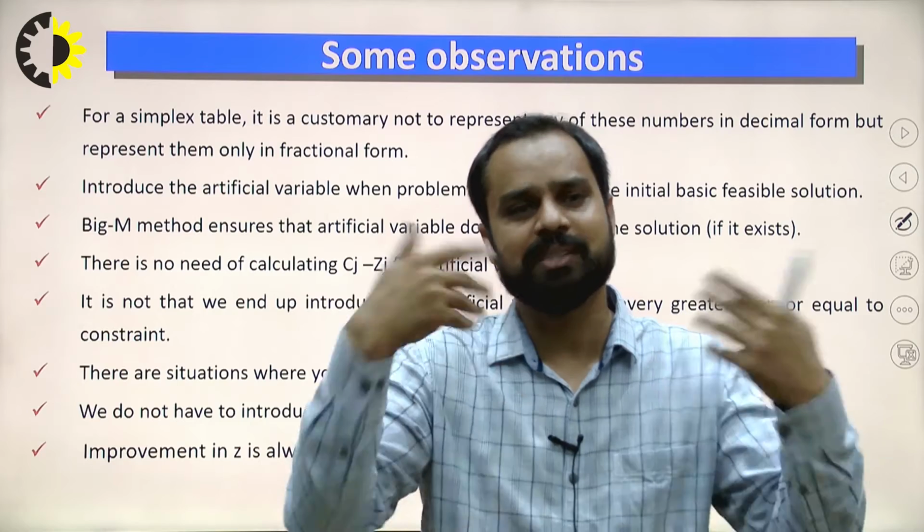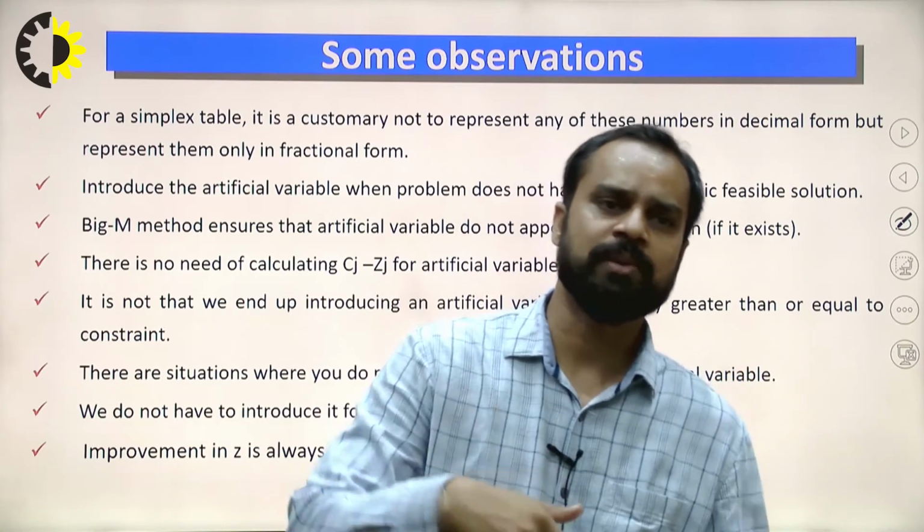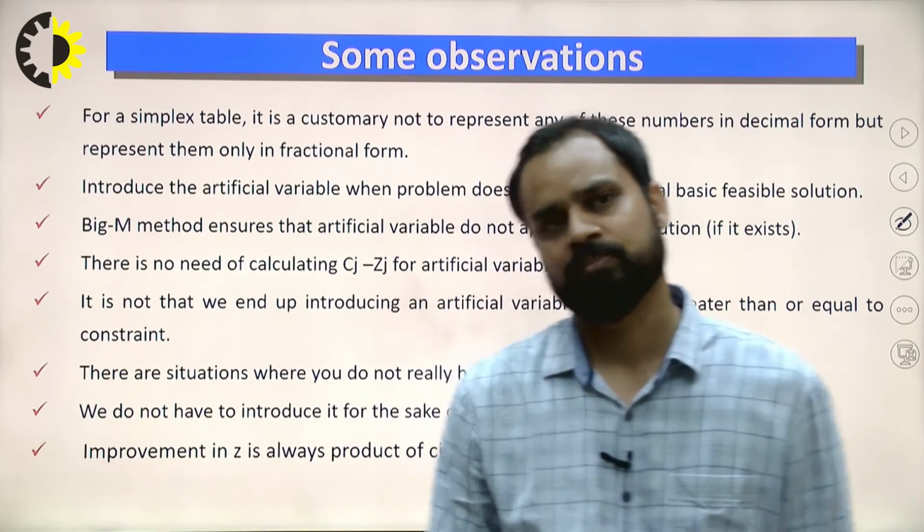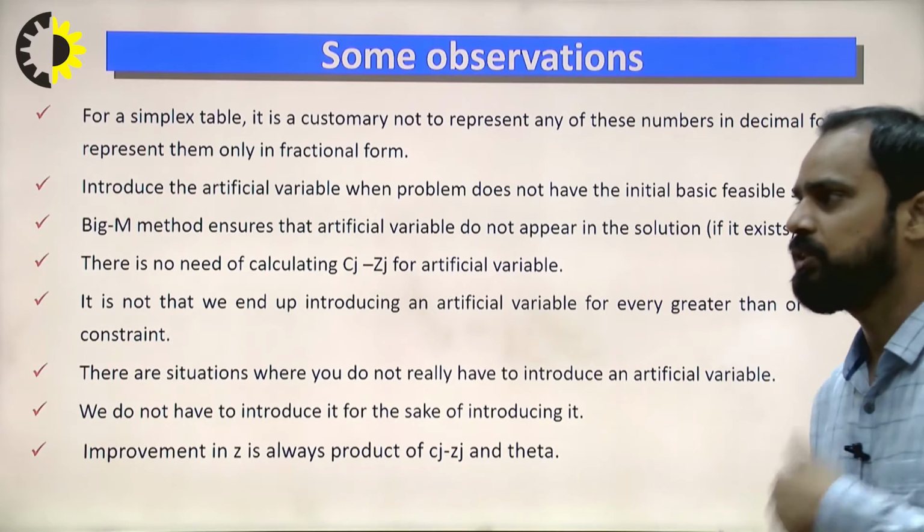Improvement in Z is always the product of Cj minus Zj and the theta value. That you can always observe in each iteration.